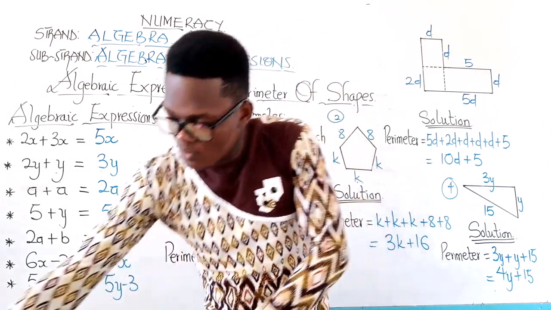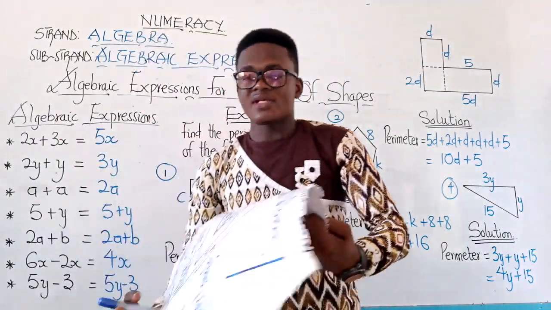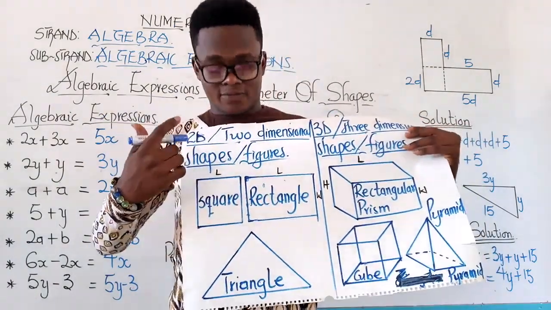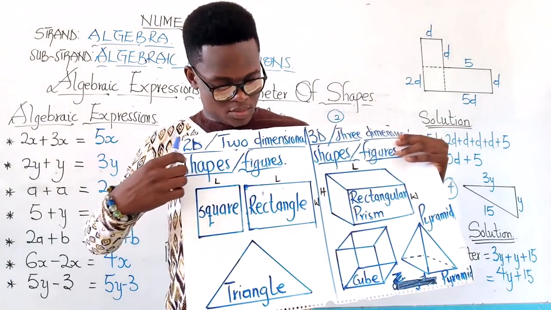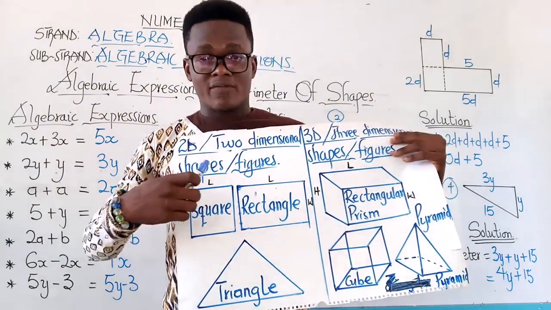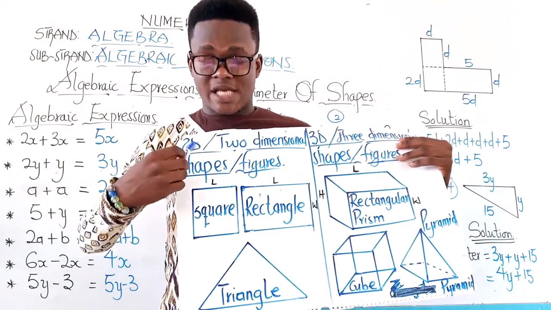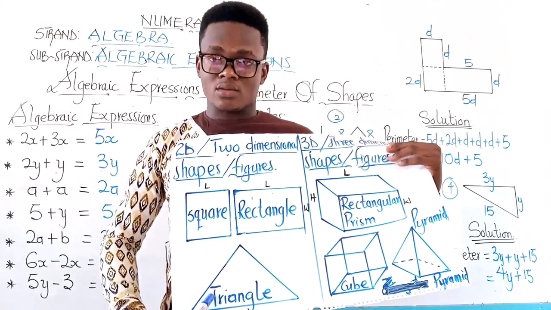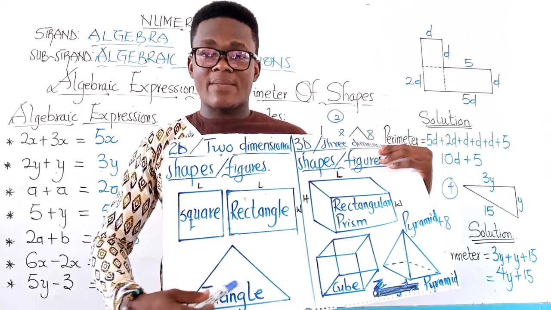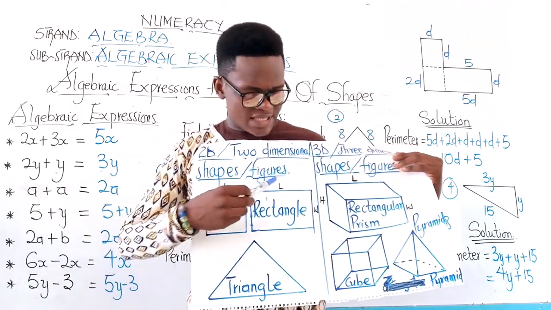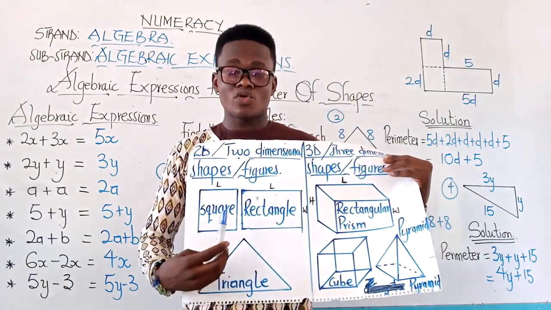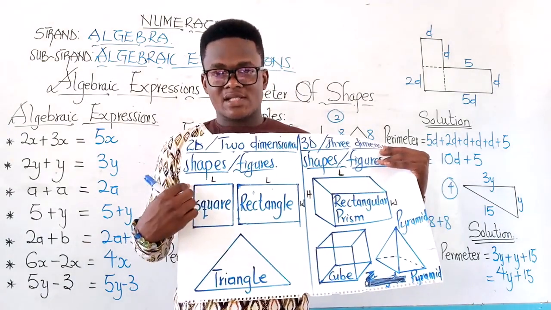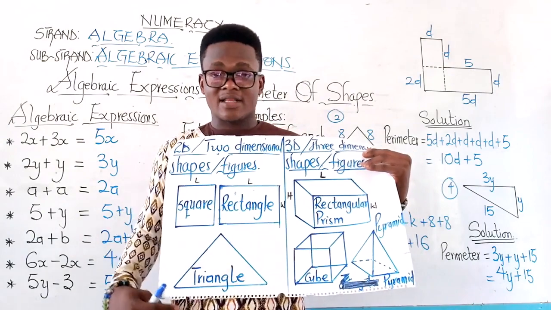So let's quickly look at this over here. Examples of two-dimensional shapes or figures or 2D shapes. Now we have a square, a rectangle, and then a triangle. So these are examples of two-dimensional shapes. They have only length and width, so they comprise two dimensions, unlike the 3D shape.